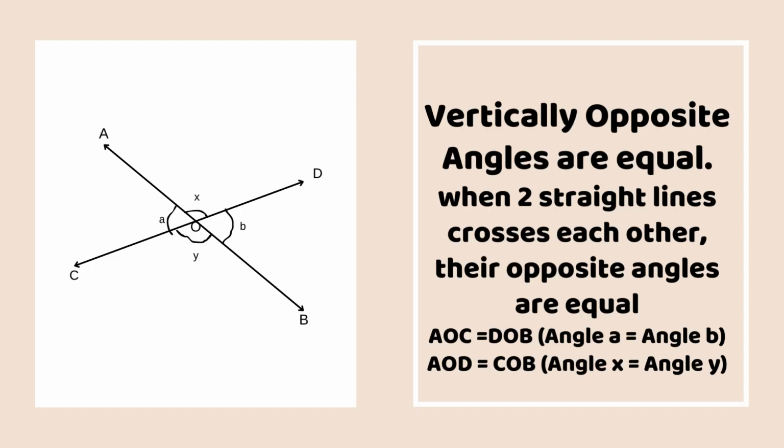The next one we want to look at is vertically opposite angles. When you have two straight lines crossing each other, the angles that are opposite to each other are equal and they are known as vertically opposite angles. So in my example, angle A is equal to my angle B and my angle X is equal to my angle Y because they are vertically opposite.